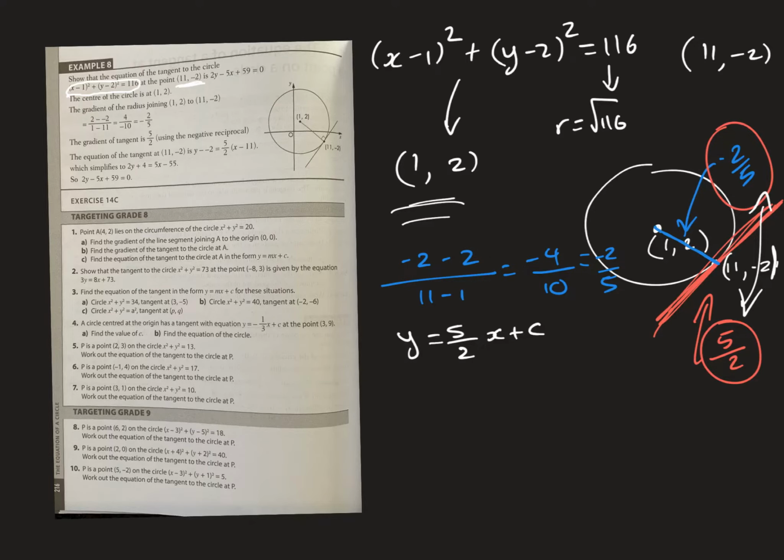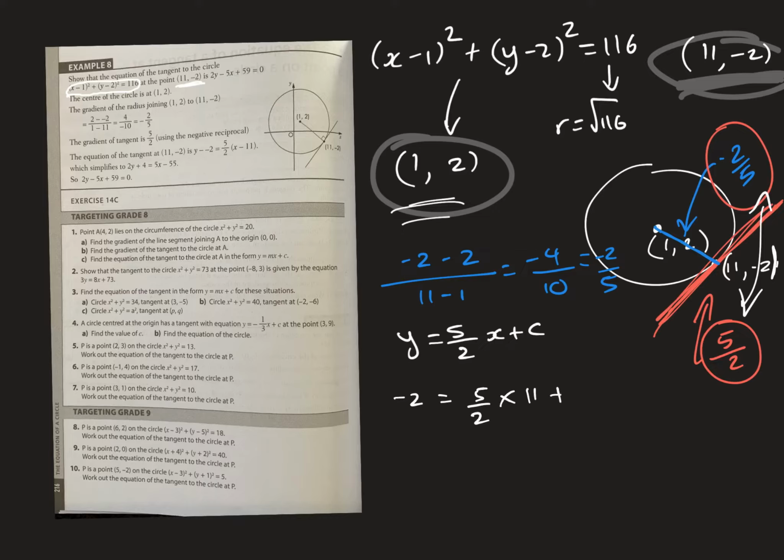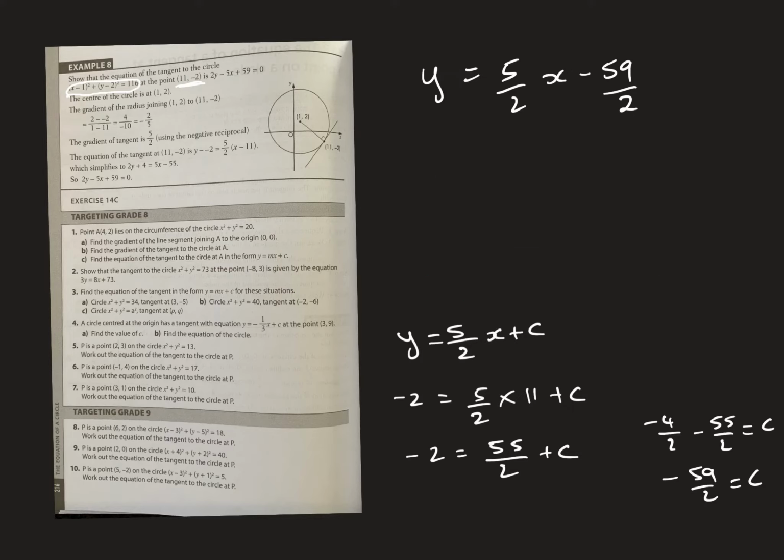Now, which point would we use? Would we use this point or would we use this point? Well, there's no point using point (1, 2) because that is the centre. What we know about our line is that it goes through the point (11, -2). Therefore, we're going to use the point (11, -2). So -2 equals 5/2 times 11 plus c. -2 equals 55/2 plus c. And therefore -4/2 minus 55/2 equals c. -59/2 equals c. So if we rewrite it, you've got y equals 5/2 x minus 59/2.